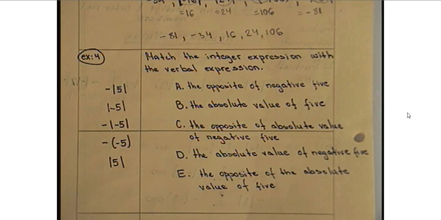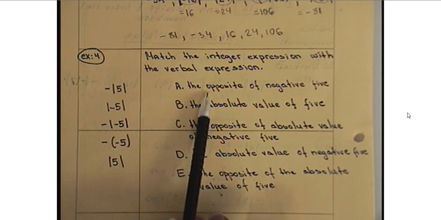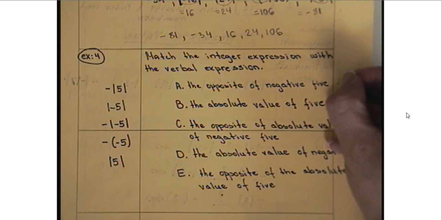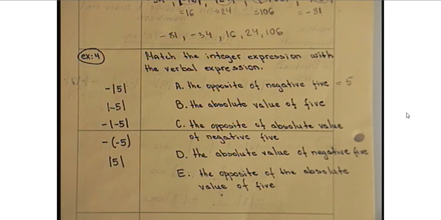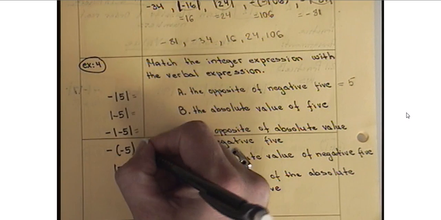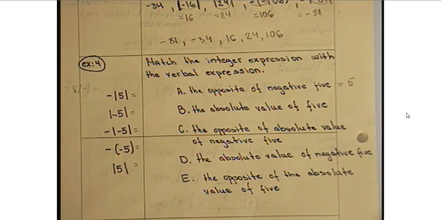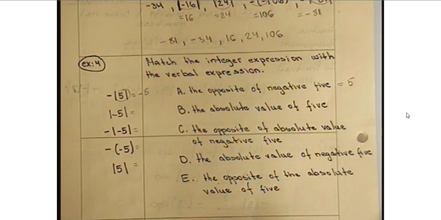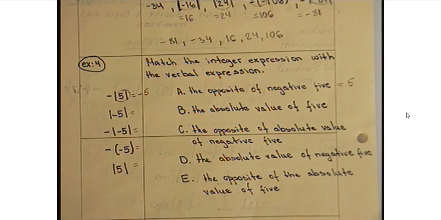So, for example, A has the opposite of negative 5. What is the opposite of a negative number? Well, the opposite of a negative number is a positive number, right? So now, look at those examples and think about what they are equal to. Let's simplify them and see which one we can match with that. So negative of absolute value of 5 is again negative. Copy the sign, and absolute value of 5 is just 5. So this is equal to negative 5.